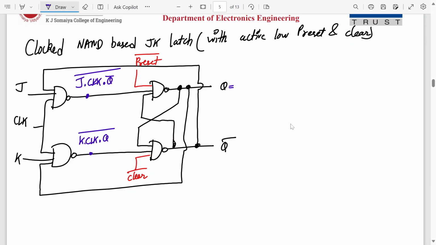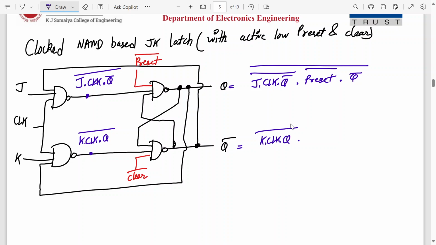Acha, what will be Q equal to? This is one input. Second input is preset bar, and the third input is Q bar, right? Yes, sir. J dot clock dot Q bar, the whole bar, dot preset bar dot Q bar, the whole bar. And Q bar will be K dot clock dot Q bar dot clear bar dot Q, the whole bar. So these are the equations.